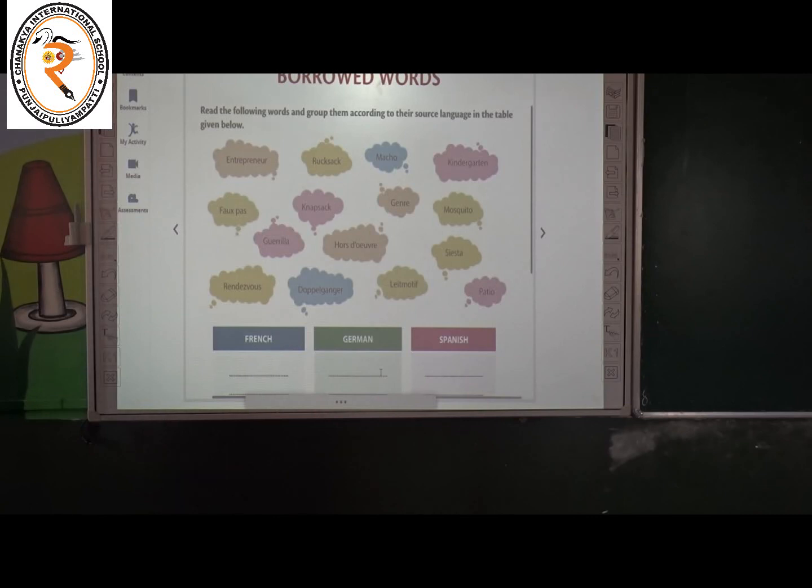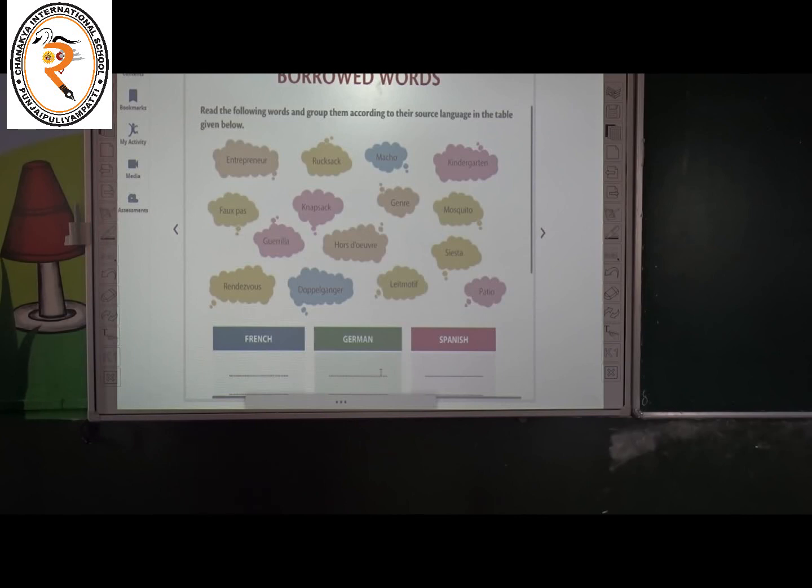cleaner. It is a trencher. And the second one, rucksack. Rucksack is a German word. Rucksack means a bag with straps. It is a German word. Mago, it is a Spanish word. Mago means a strong man. Okay. And kindergarten. Kindergarten is a German word. It is not an English word. We borrowed kindergarten from German.